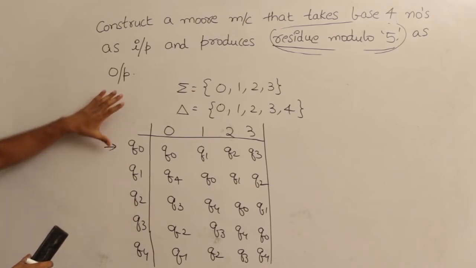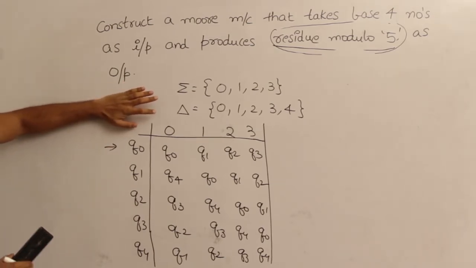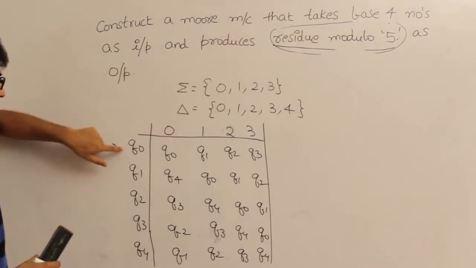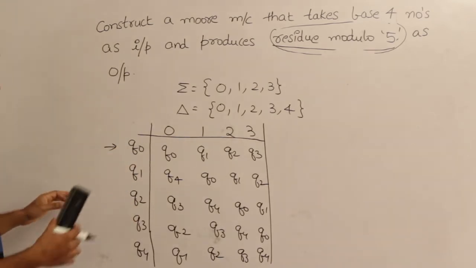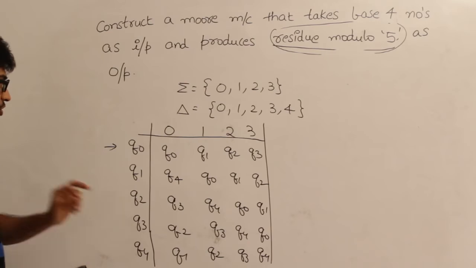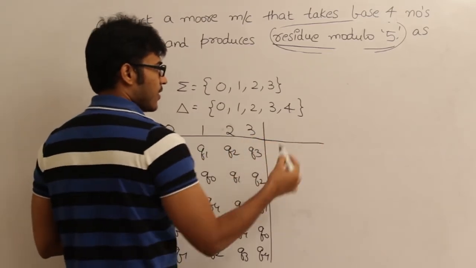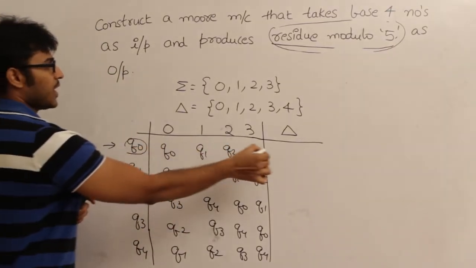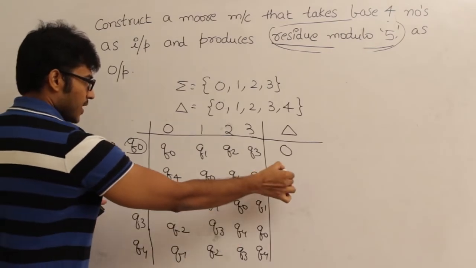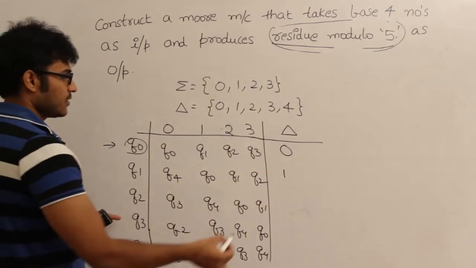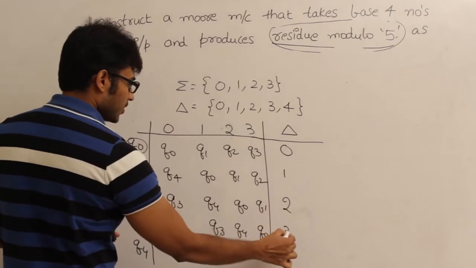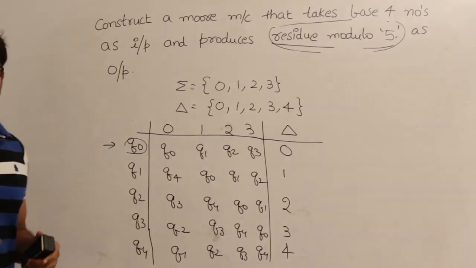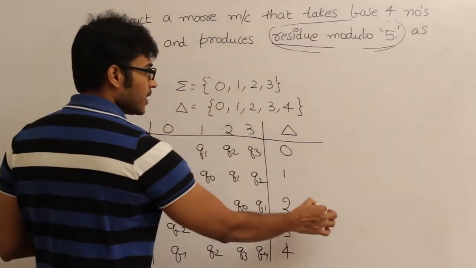This delta function is the same as the transition table for a DFA which accepts the set of all base 4 numbers divisible by 5, or congruent to 1 mod 5, 2 mod 5, 3 mod 5, 4 mod 5, anything. The only change is that you have to add the output function. If I am in state Q0, the output has to be 0. In Q1, the output has to be 1, because that is the remainder. In Q2 the output is 2, in Q3 the output is 3, and in Q4 the output is 4. You can take any example and trace it out, but I am leaving that as an exercise for you. Check it out. This is where I am going to stop.